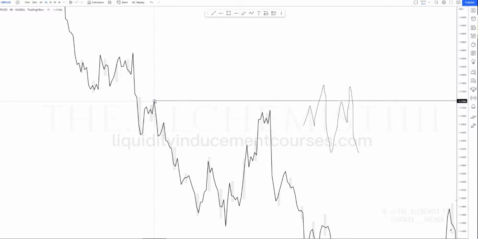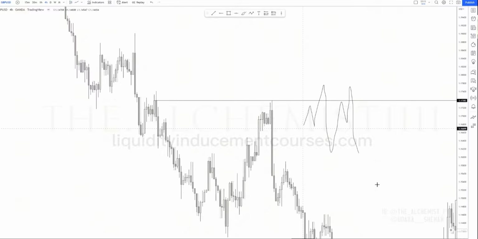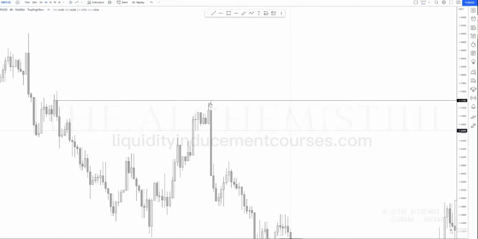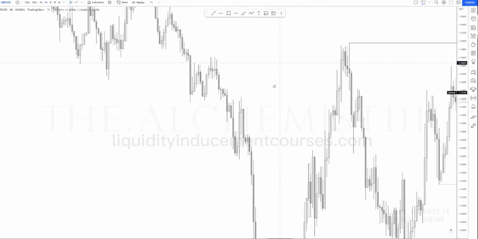Can you see the resistance in here? What happened? Look at that. No drawdown. Look at the entry. Tapped and sniper entry. That was news. I'll show you some more. Let's see.